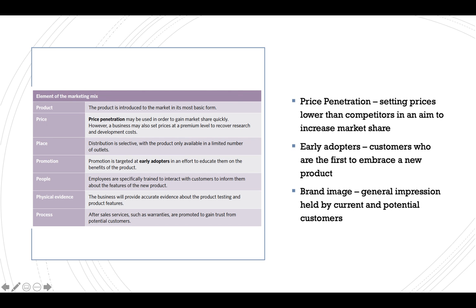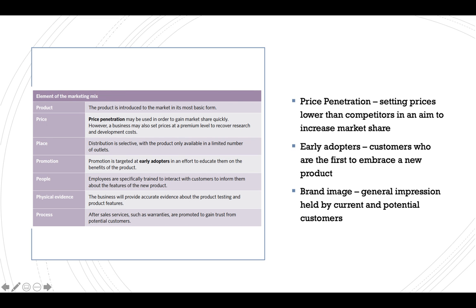Place, it's going to depend on the business. All right, so distribution is selective, with the product only being available in a limited number of outlets. That is to sort of think about supply and demand. If it's not supplied everywhere, demand is often going to increase. Promotion, often targeted at early adopters in an effort to educate them on the benefits of the product.